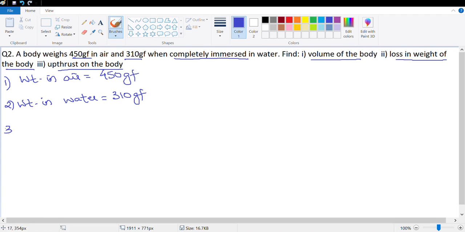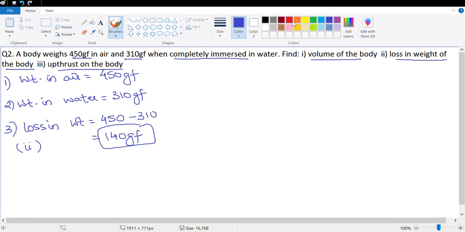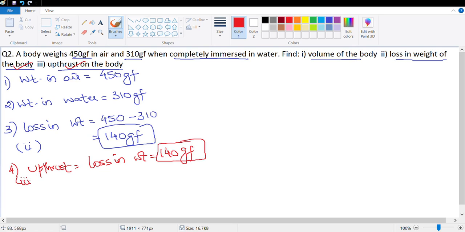So loss in weight is basically equal to weight in air minus weight in water, which means 450 minus 310, which is 140 gram force. So that's part 2 of the question. Let's look at upthrust. So upthrust is basically equal to the loss in weight. So upthrust is equal to loss in weight, which is also equal to 140 gram force. So that's our part 3 of the question.